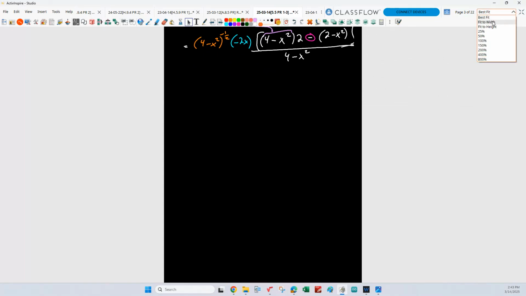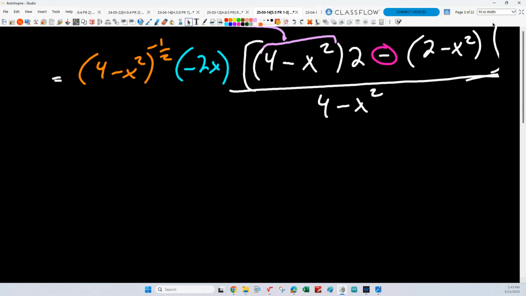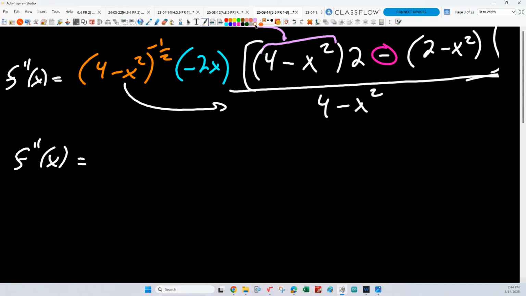Okay, so there it was. There was our second derivative. He's going to finish it. Okay, so now what? Find the 0. Where's that go?